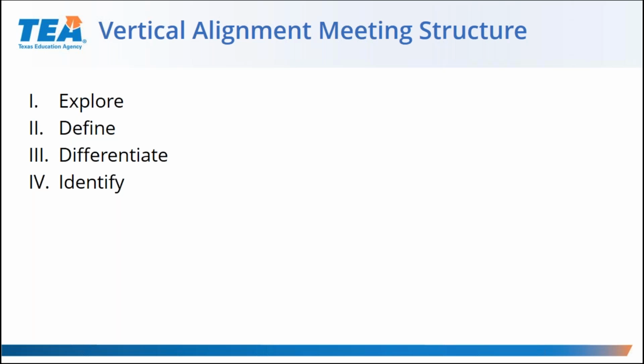So here's a proposed structure, and one of your handouts is a vertical alignment meeting agenda. And rather than giving you a very specific agenda, we kind of map out what you would do at these different times. And so the agenda handout that we have is more or less a template and a guide to establishing a vertical alignment meeting agenda.